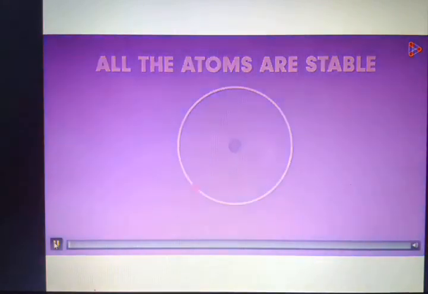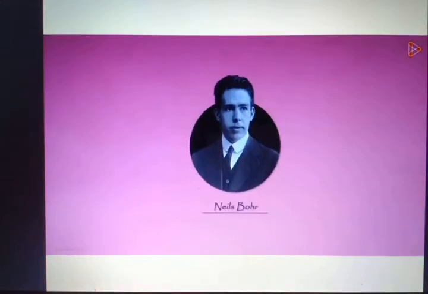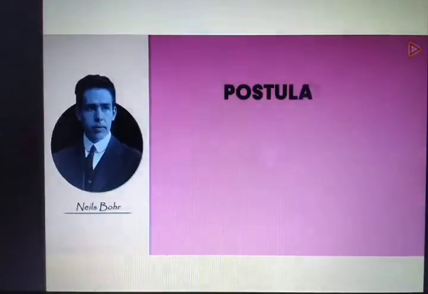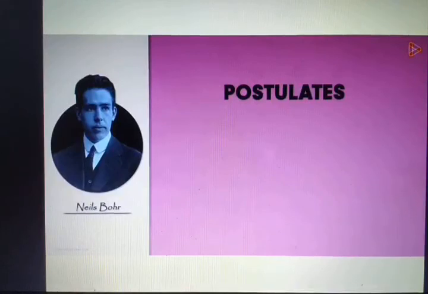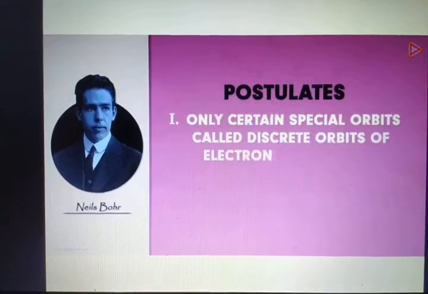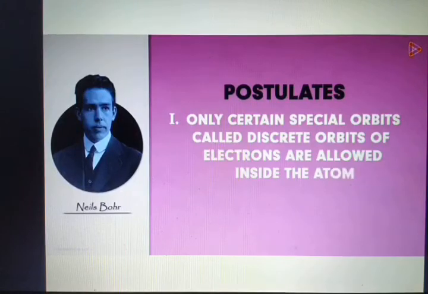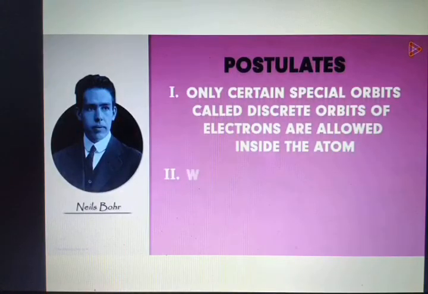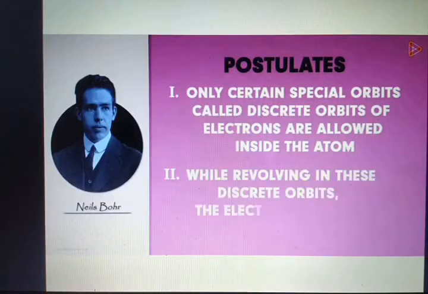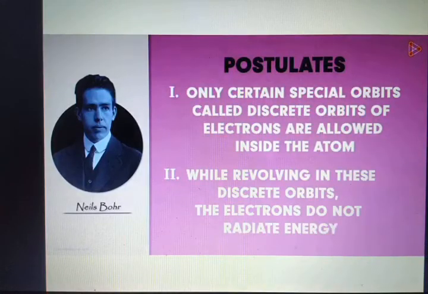Made by the next legendary scientist in our list called Niels Bohr. He made a few additional explanations to describe the atomic structure. The postulates put forward by Niels Bohr were as follows. Firstly, only certain special orbits called discrete orbits of electrons are allowed inside the atom. Secondly, while revolving in these discrete orbits, the electrons do not radiate energy. Now these points definitely tell us why an atom is so stable.